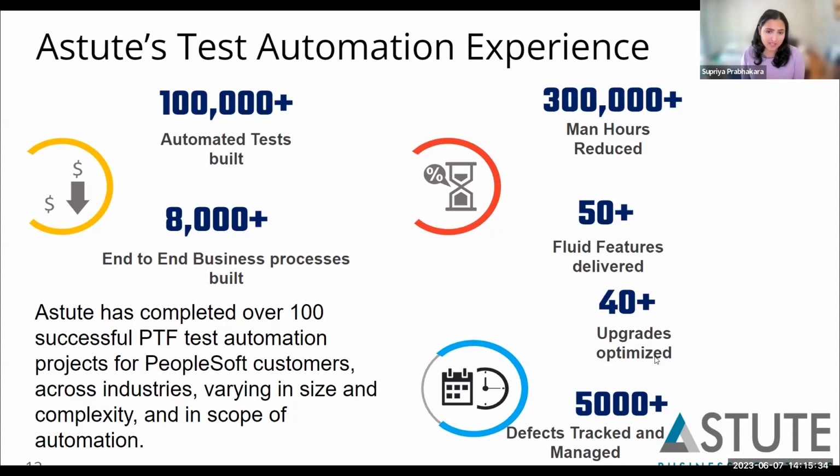And with the Fastest product, we have delivered over 50 plus Fluid features. When you see it, all of the reports and the pages are available in Fluid, leveraging the latest Fluid features with the tools. And with this, we have also been able to optimize 40 plus upgrades and over 5,000 defects that have been tracked.